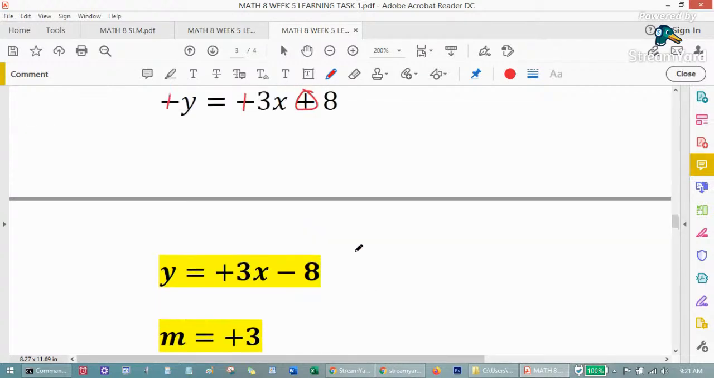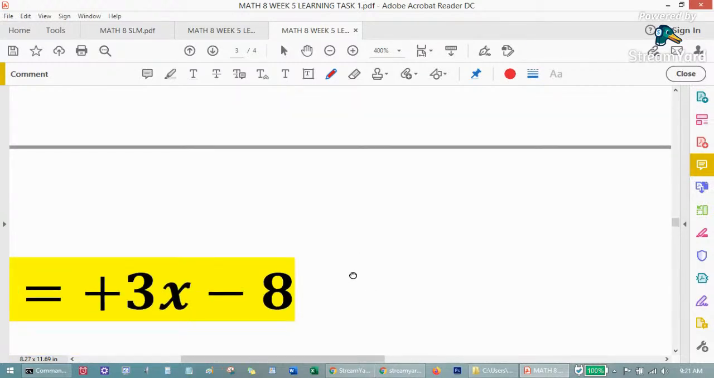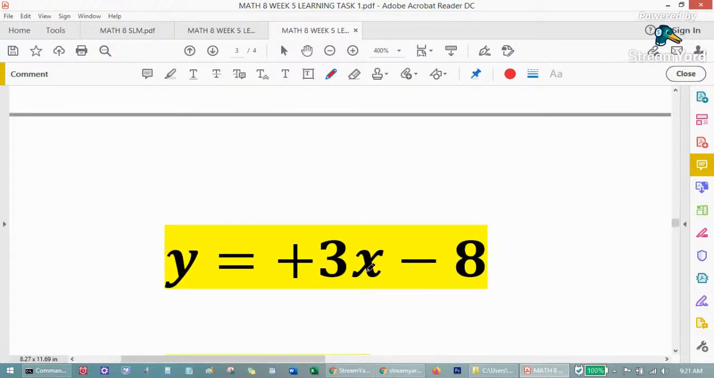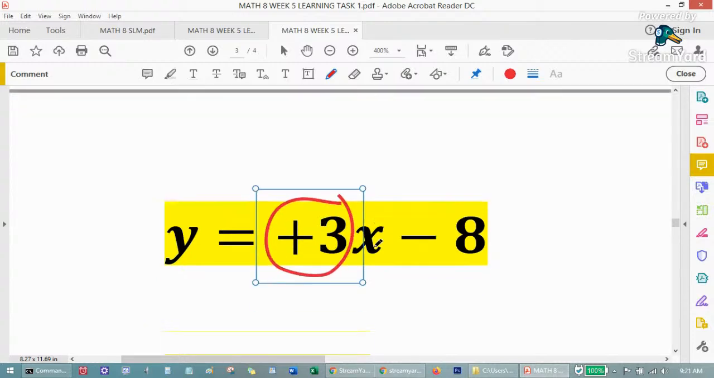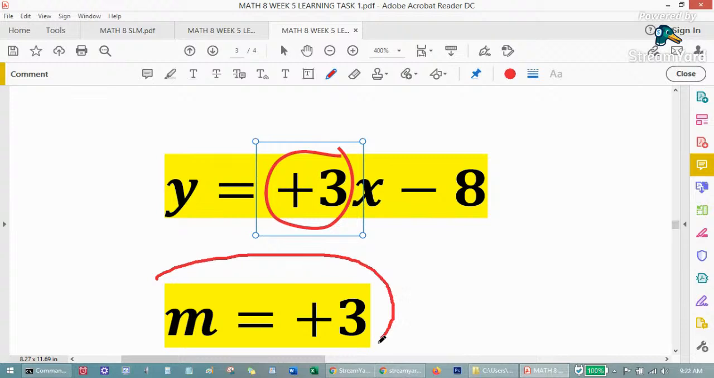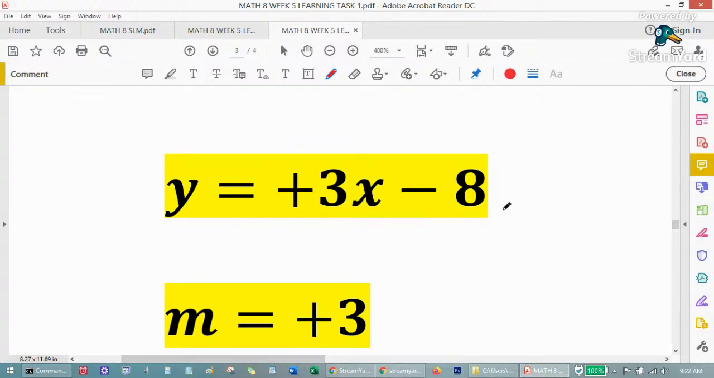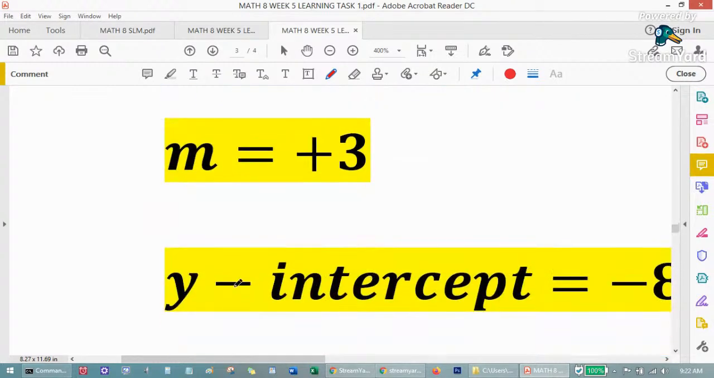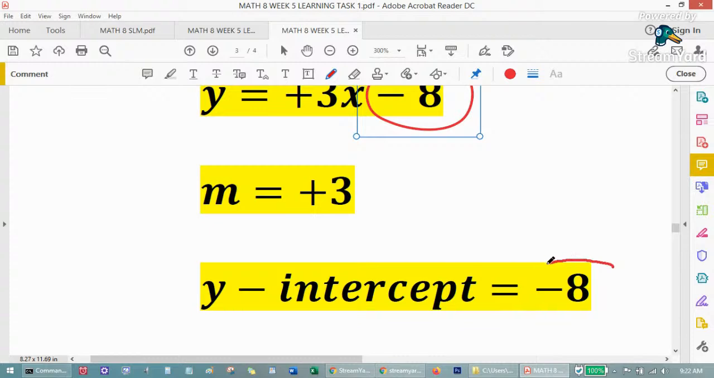Yan, pinapahanap sa atin ng slope. So, nasaan na slope nito? Slope is the coefficient of x or yung number na katabi ng x, that is positive 3. So, the slope is positive 3. And what is the y-intercept? Negative 8. Okay, so the y-intercept is equal to negative 8.